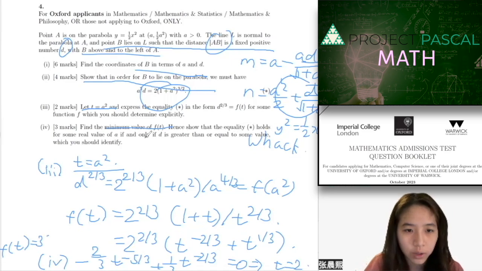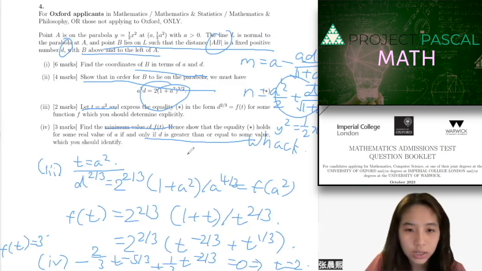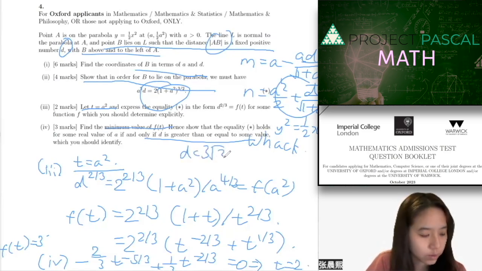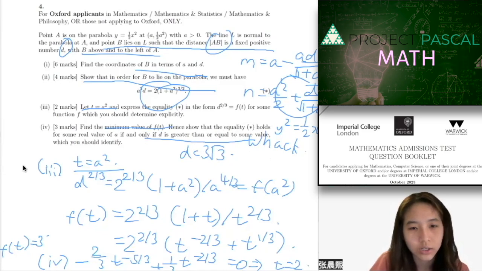So then what is D? D has to be greater than or equal to some value. So if D is less than 3 root 3, then D is lower than the minimum, and there's no such value of A. So it has to be greater than or equal to 3 root 3.